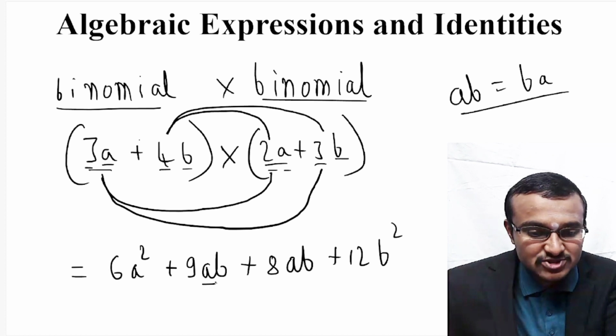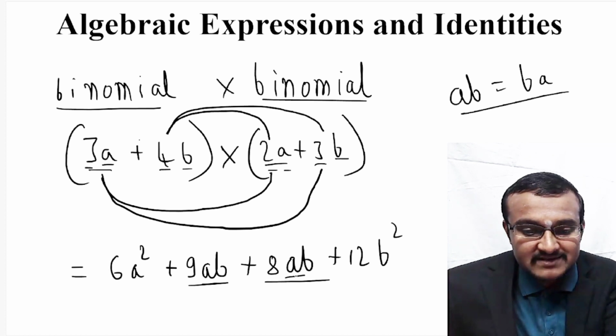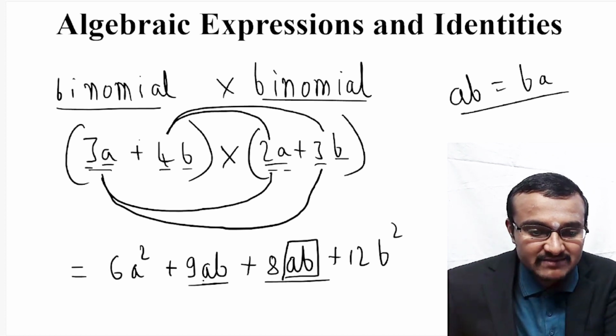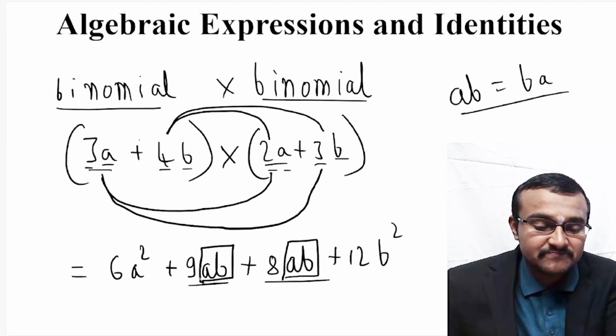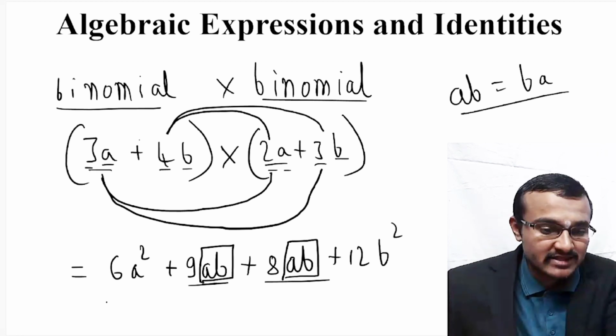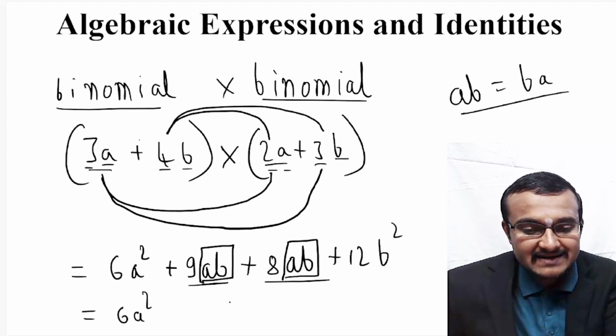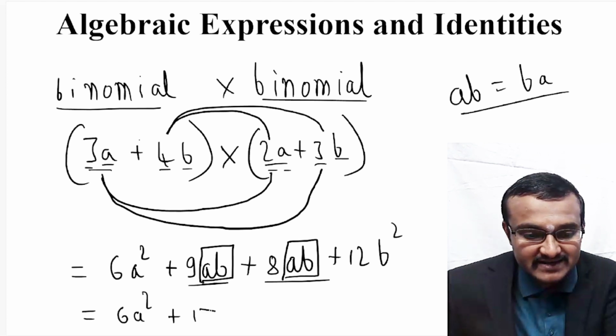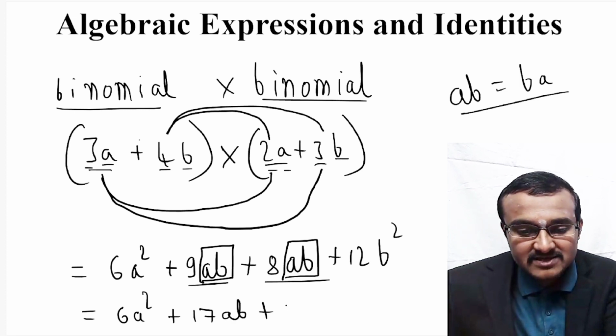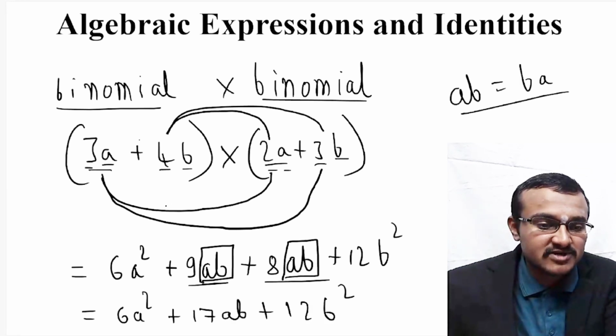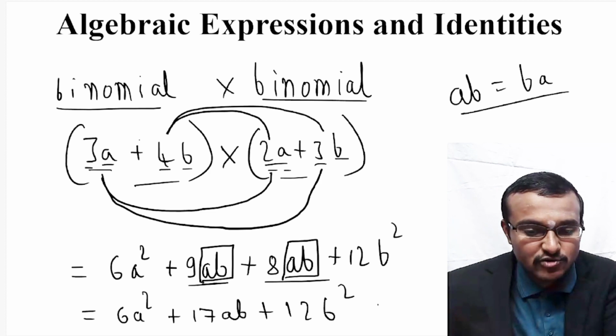Now you can see these two terms have the same variables, ab. Here also the same variable is there, ab. So 9 and 8 can be added together, because you can take ab common. So when you take ab common and add 9 plus 8, it will be 17ab plus 12b square. So the answer for this binomial into binomial you have got here.